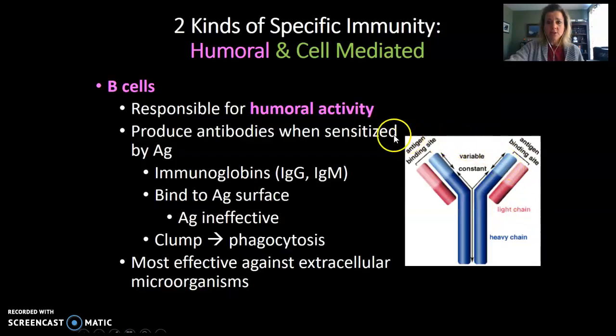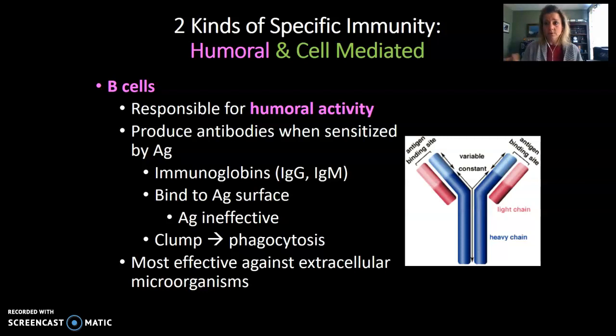I just wanted to talk about two different kinds of specific immunity. We have humoral specific immunity and cell-mediated specific immunity. Humoral immunity refers to B cells because B cells create antibodies, and any mechanism that involves antibodies in the immune response is considered humoral activity. Cell-mediated involves T cells, and again, I've color-coded it, so we'll talk about that when we see the green font on the slide.